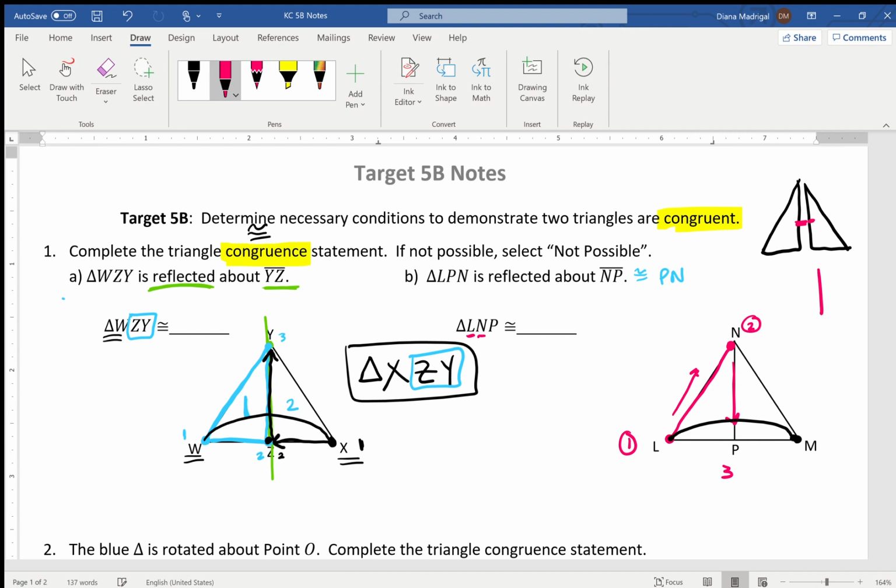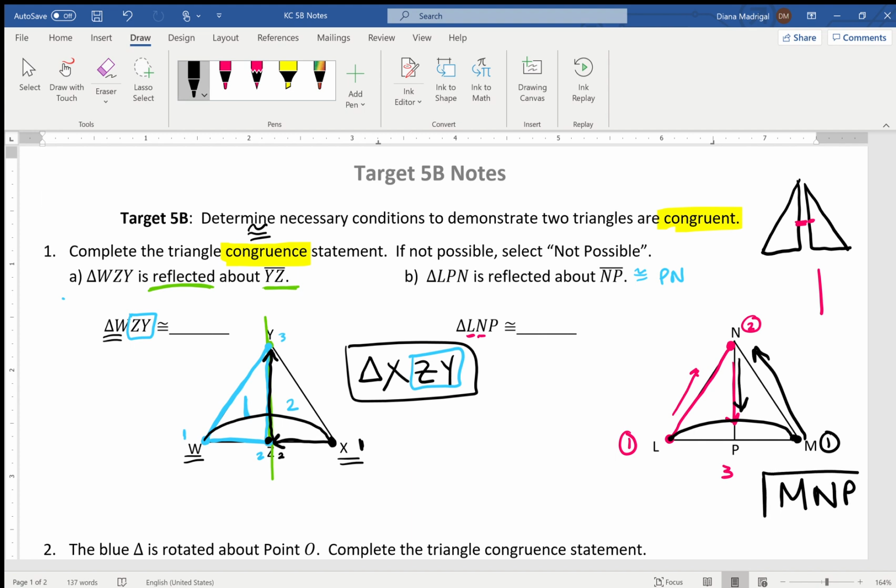So that's why we're using N and P for both of them. The way I'm going to name this triangle is going to start with M, because it's the same point as L. This is the first point. So M, and then it went up to N. N is the second point, and it went down to P. So P is the last point.